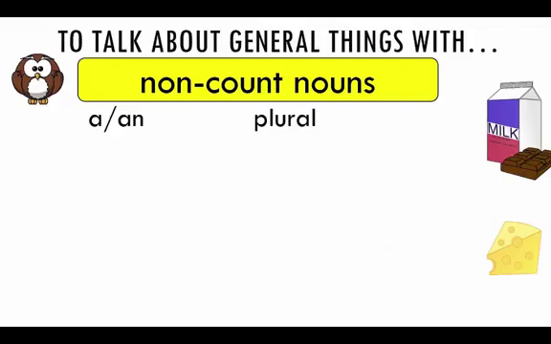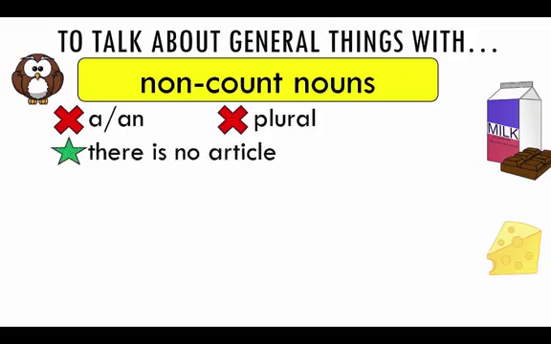One more point related to this. What if I just want to talk about milk and cheese in general? With count nouns, we can either use a and an, or make the noun plural, as I mentioned earlier. However, with non-count nouns, you cannot use a or an. Also, you cannot make milk or cheese plural. Instead, you just keep it in the same form. In other words, there is no article.